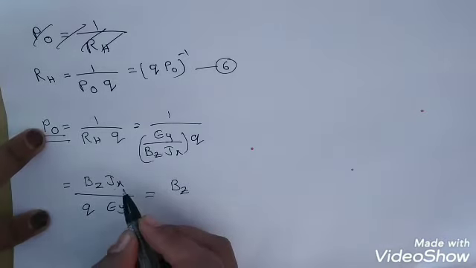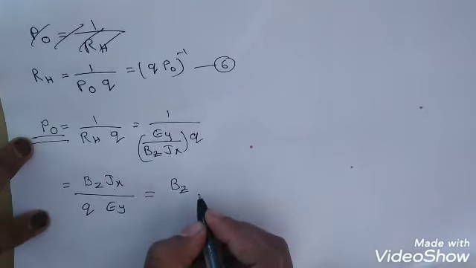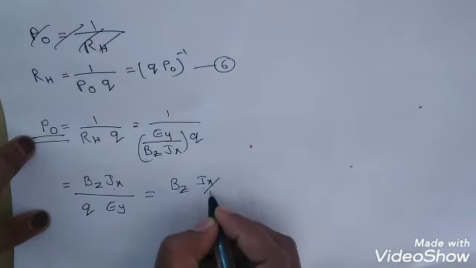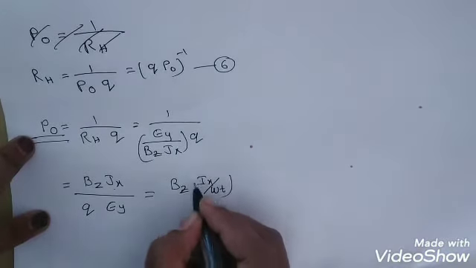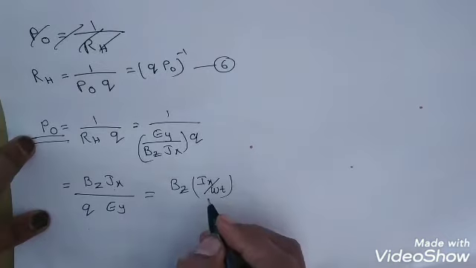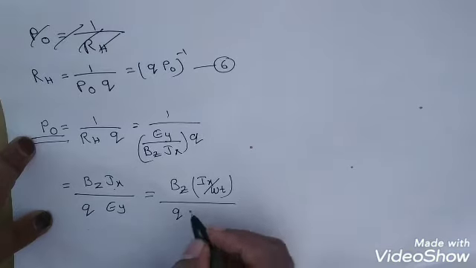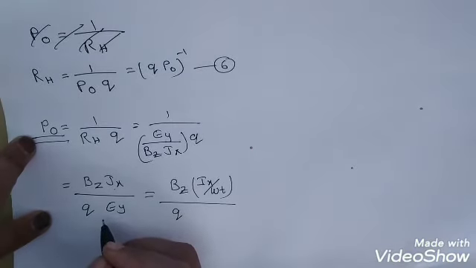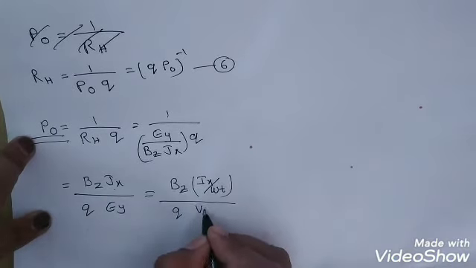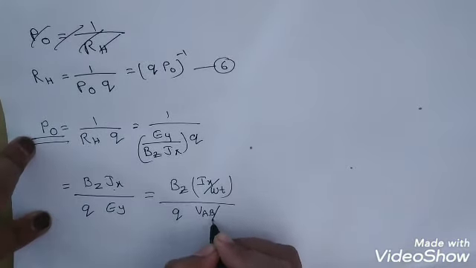So current density, we can rewrite as Ix by Wt. Ix is nothing but the current in the x direction divided by the area, that is width into thickness of the semiconductor material, divided by Q. Ey is nothing but the electric field intensity, so I can write it as VAB by W.